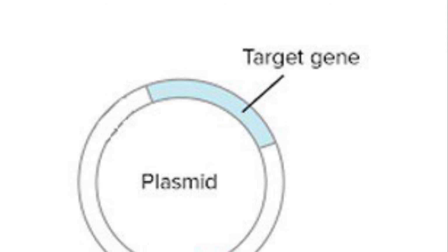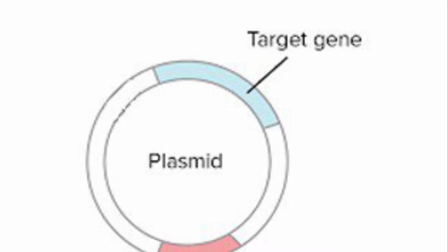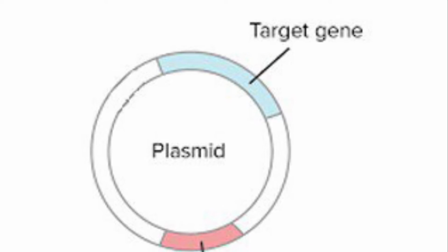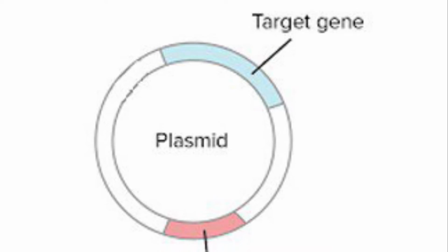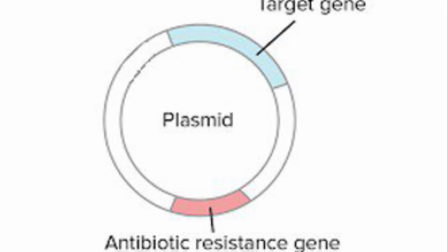Let's have a closer look at the plasmids. Plasmids have a target gene, which is the gene we want to make copies of, and an antibiotic resistance gene. This we'll learn about later in the video.